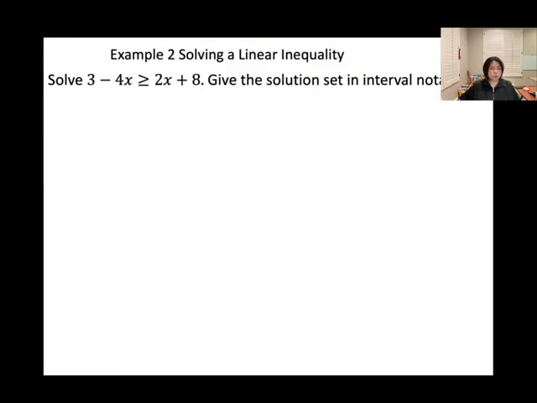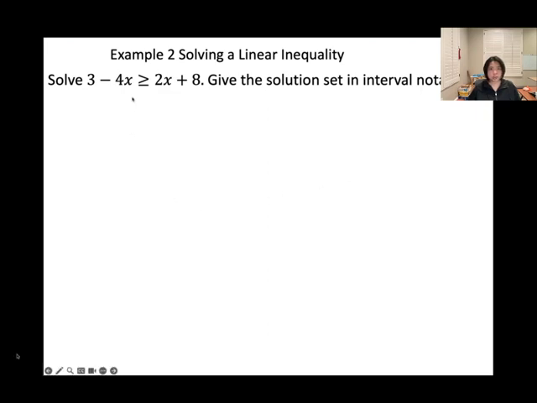Okay, example 2. I want you guys to try to do it by yourself. Write down the set builder notation, graph the inequality, and write down the interval notation. Okay, let's do it together.